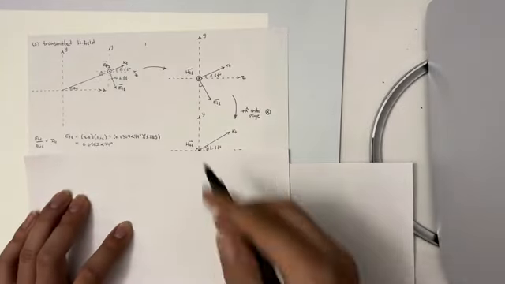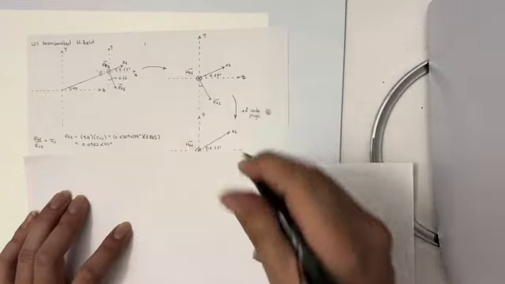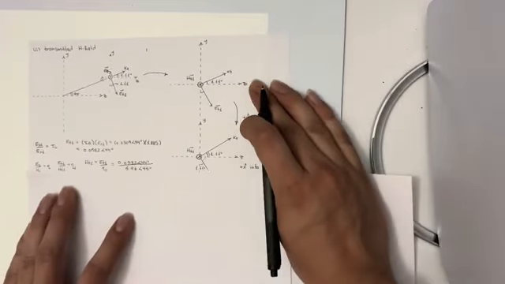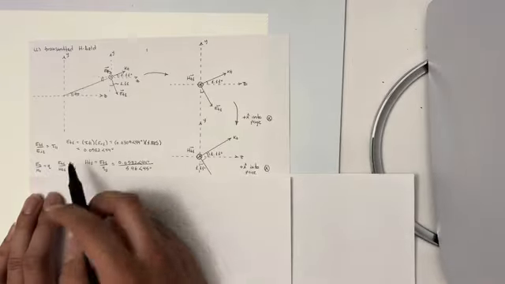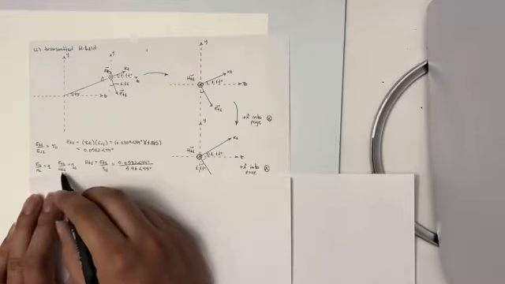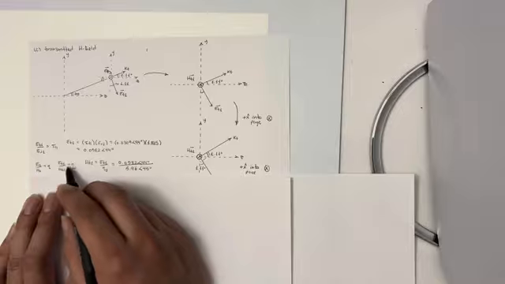We need to find the transmitted H field 1. And so by doing that, we can solve it by using this equation, where the ratio is equal to eta 2.